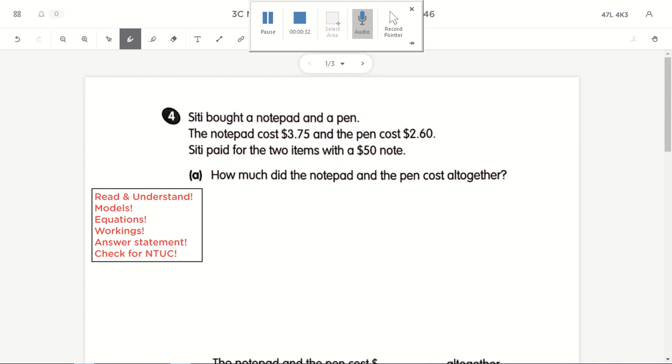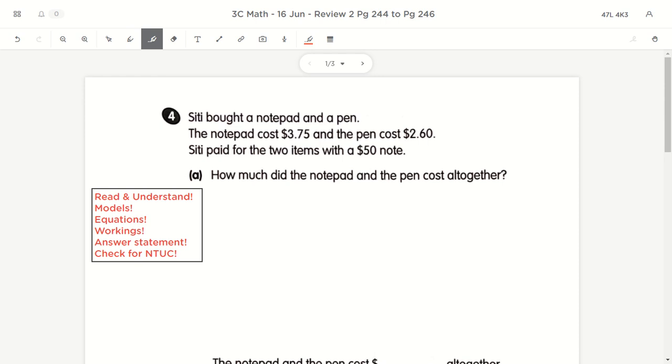Okay, so City bought a notepad and a pen. So highlight the things you need to highlight. So City bought a notepad and a pen. So the notepad cost $3.50, the pen cost $2.60. So I would like to draw an arrow to show which is which. Okay, and then I paid for the two things with a $50 note. So first part is how much does the notepad and the pen cost altogether. Altogether means you're finding the total.